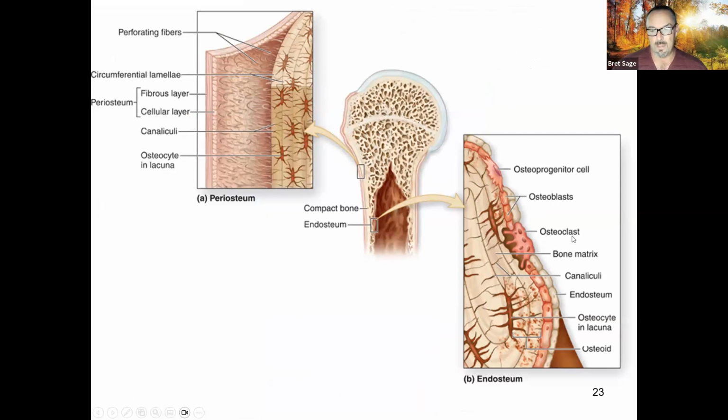The osteoclast, C for class and C for chewing. Think of them as ones that chew away old bone. And then the osteoblasts are these little ones here. These are what are building new bone. So it's chewing away the old and building new. Osteoblasts to build, osteoclasts to chew.